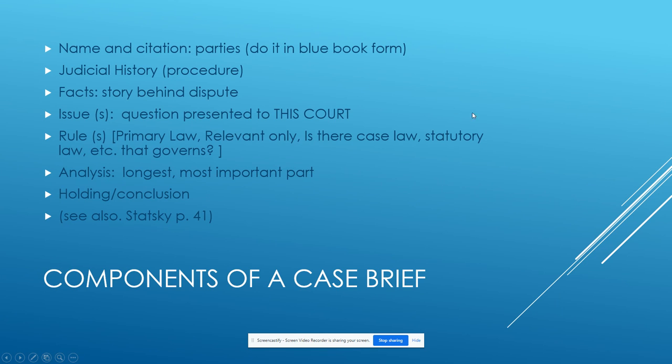Okay. So our judicial history, again, is our procedure, how we got here procedurally. Our facts, that's the story behind the dispute, why the lawsuit was filed in the first place. The issues, those are the legal questions presented to this court. Our rules, those are our laws, the relevant law. What is the court looking to make its decision? Is there case law, statutory law, constitutional law? What law governs here? In Trump, it was like an administrative regulation, all kinds of different rules.